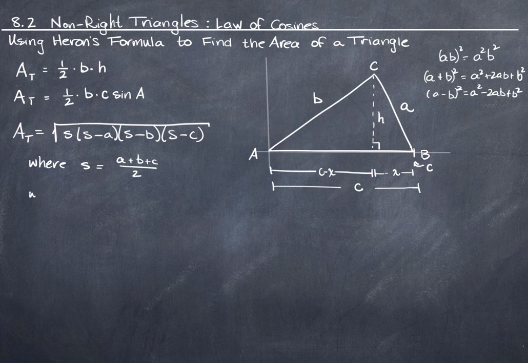You could say where S is the semi-perimeter, the semi-perimeter of the triangle. That's a bit wordier, so sometimes you'll see it written that way. Sometimes you'll see it written this way. We don't really talk much about semi-perimeters these days, so I think this one actually makes a bit more sense anyway.